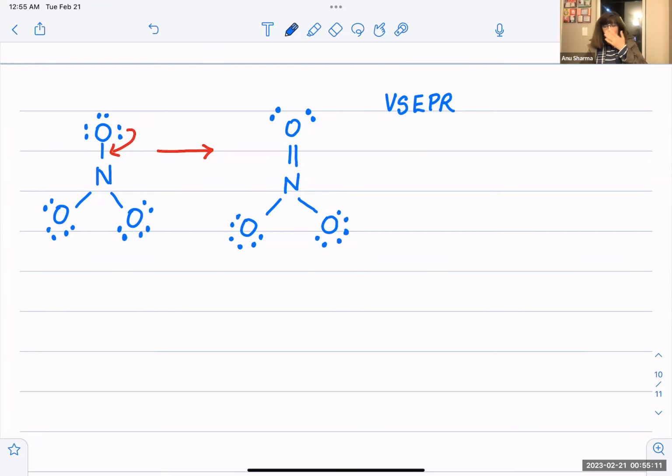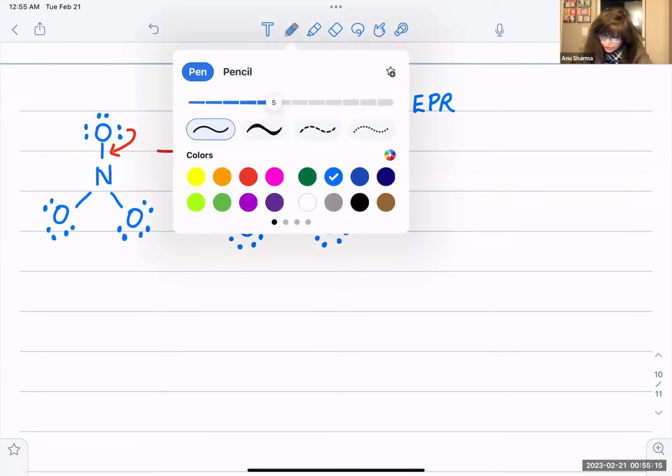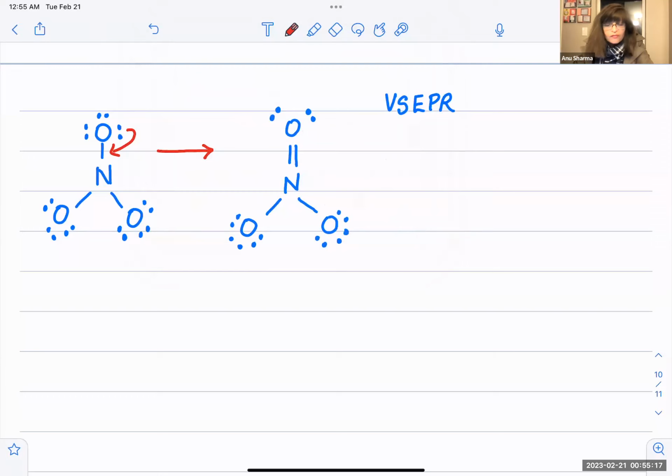Now here we have this story. In this case, the problem is, where is the charge? One of the oxygens will have to bear the charge. So where does the charge go? Actually, the charge rotates. One way of showing it is that the charge rotates between the two oxygens.